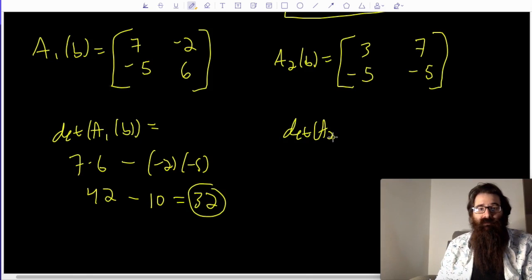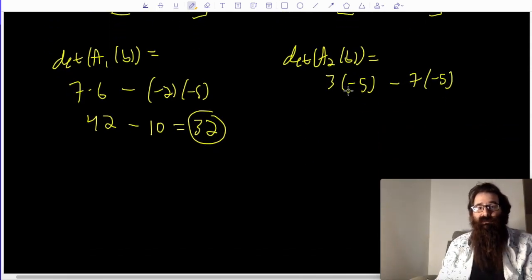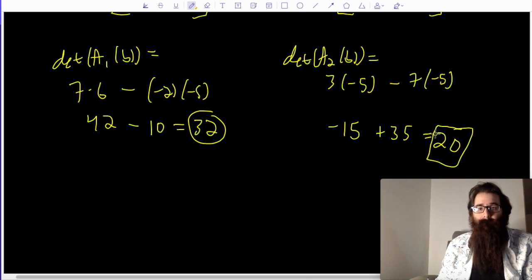And the determinant for A sub 2 at b, multiply on the main diagonal, so that's 3 times -5, and then subtract the product on the off diagonal, which is 7 times -5. And we can compute this. So this is going to give us -15, and then minus a negative is plus 35, and that's going to give us 20, positive 20.